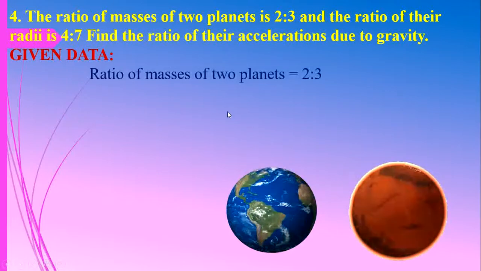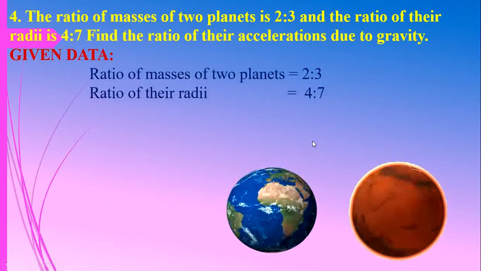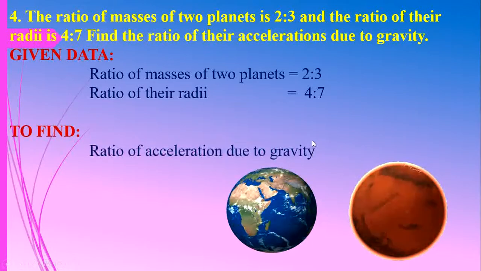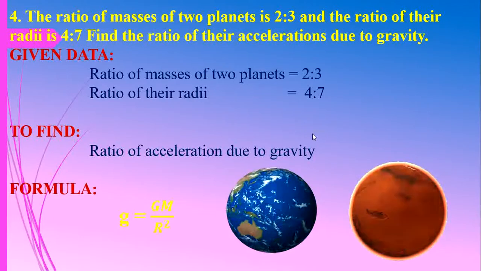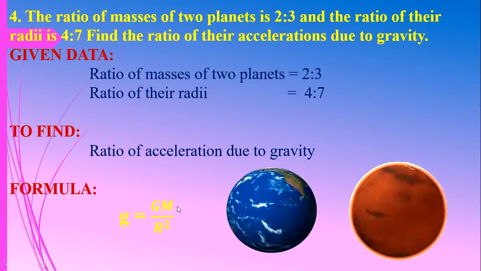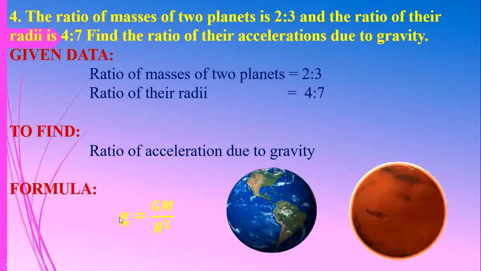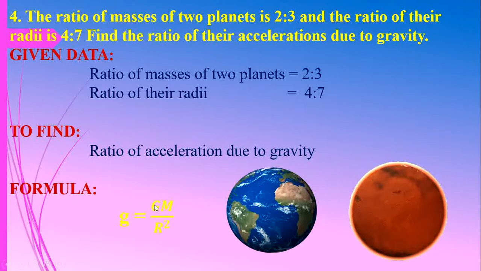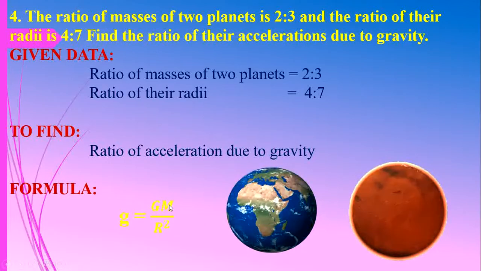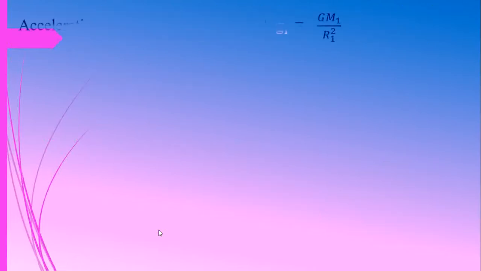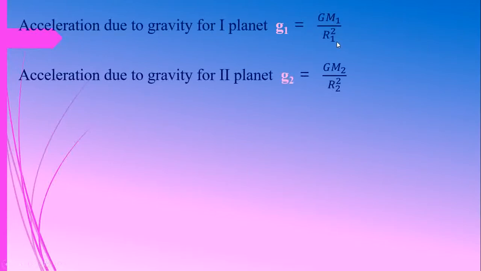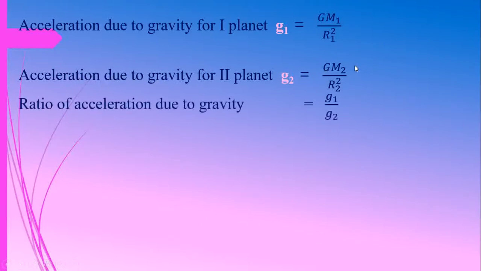So, the given data: ratio of masses of two planets 2:3 and the ratio of radii 4:7. We have to find out the ratio of acceleration due to gravity. The formula to find acceleration due to gravity: g is equal to GM by r squared. Small g is acceleration due to gravity, capital G is the universal gravitational constant, capital M is the mass of the earth and r is the radius of the earth. So, acceleration due to gravity for the first planet, g1, is equal to GM1 by r1 squared, and for the second planet, g2, is equal to GM2 by r2 squared.